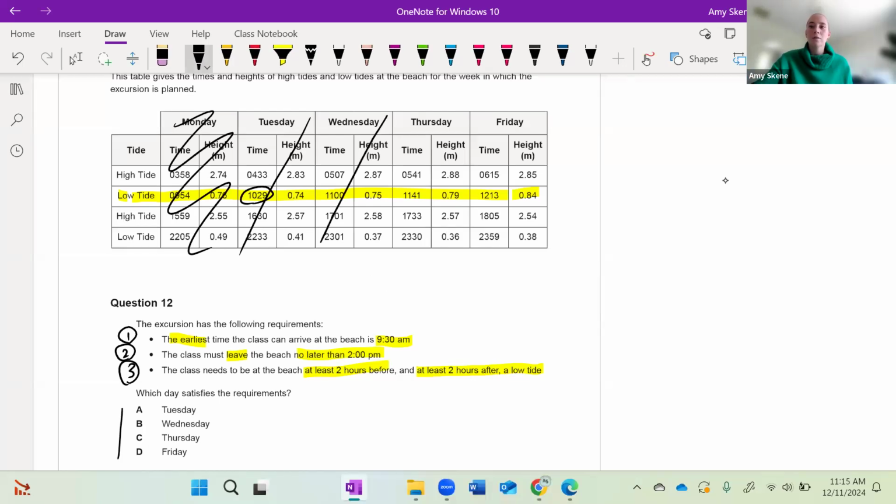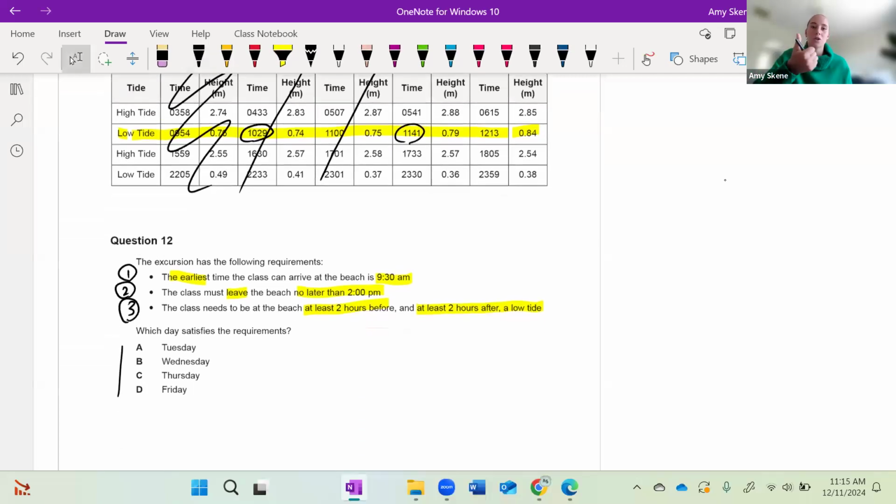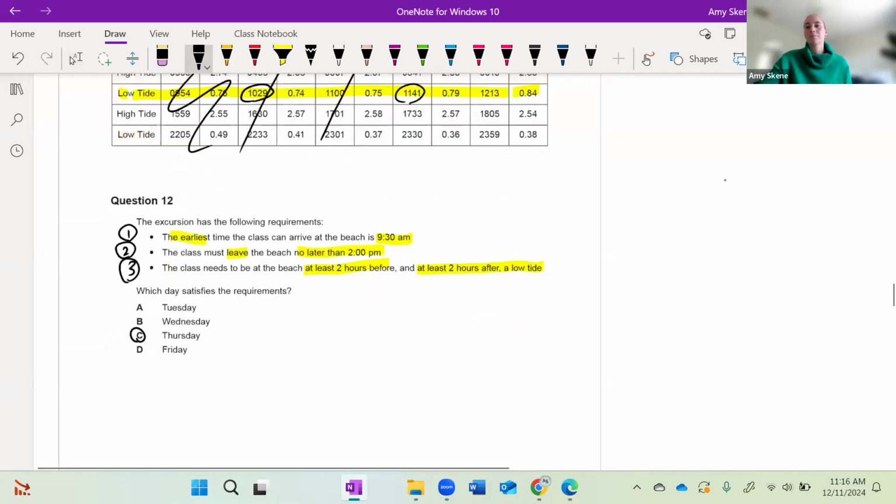I'm going to look at 11:41 is my next time of the low tide on Thursday. 2 hours before that, 10:41, 9:41. Great, we are after 9:30. Now I'm going to look at the other side of things. 2 hours after low tide, 12:41, 1:41. Great, they're leaving before 2 p.m. So this satisfies conditions 1, 2, and 3 that we're talking about. So my answer must be Thursday.